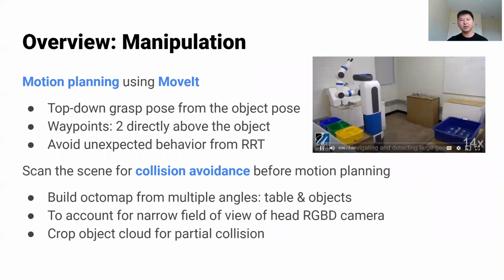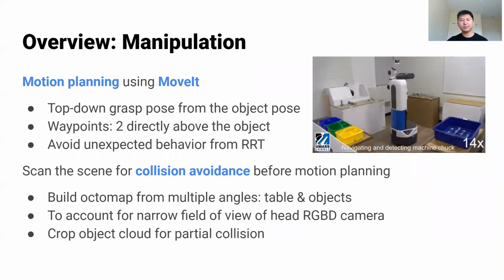For motion planning, we use the MoveIt library. After we detect an object, we generate a top-down grasp pose, and we add 2 waypoints above the object. From our experience, this can avoid unexpected behavior from using the rapidly-exploring random tree.